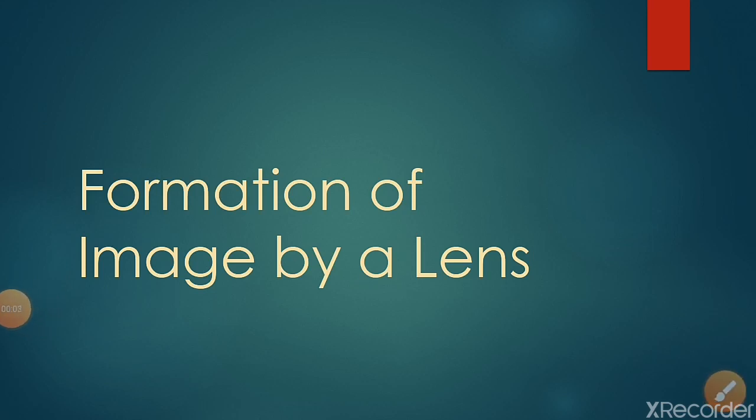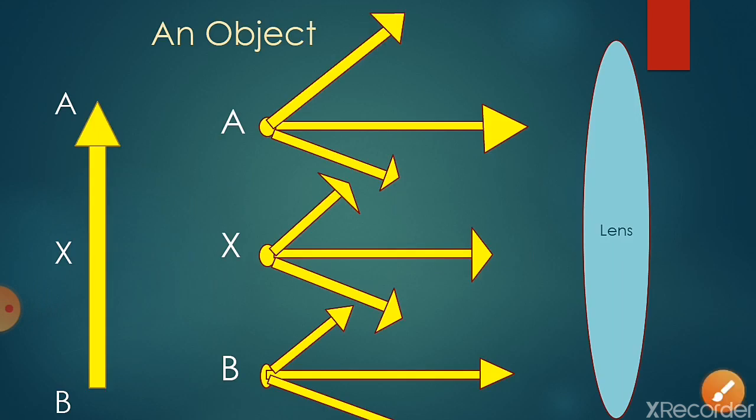For this video we have the topic formation of image by a lens. This is from chapter 5b of class 10 physics, and then later we will also discuss chapter 5c, that is the sign convention and lens formula. Let's start. We have an object.